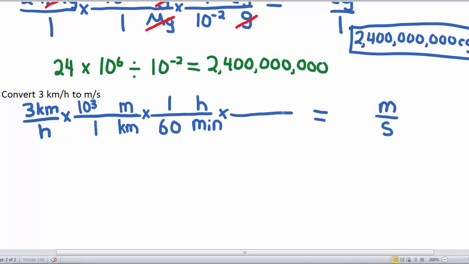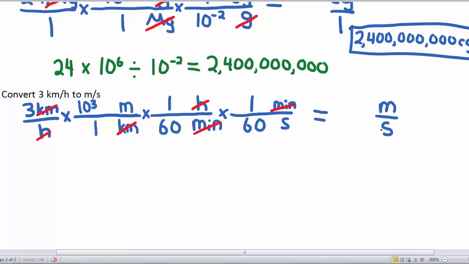Now finally, I've got this minute stuck on the bottom now, and I want to have seconds. So I want to get rid of the minutes by putting it on the top. And I want to add some seconds on the bottom. I know that 1 minute is the exact same thing as 60 seconds. So I've got kilometers on the top and the bottom. I've got hours on the bottom and the top. I've got minutes on the bottom and the top. And it looks like I'm just left with meters on the top, which is what I want, and seconds on the bottom, which is what I want.